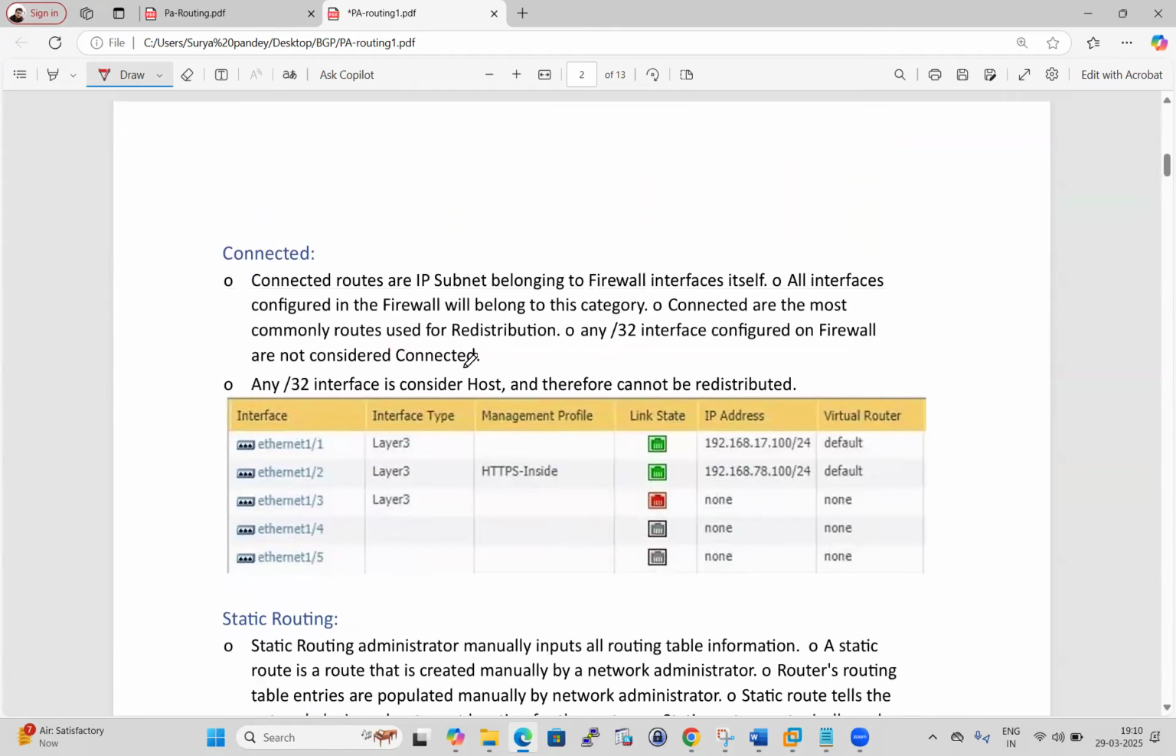Okay, so there are some route types in Palo Alto, and the first one is connected. What are connected routes in Palo Alto firewalls? Connected routes are IP subnets belonging to the firewall interface itself. Whatever interface we have configured, where we have put the IP address and the subnet, that will be part of connected routes. Connected routes are the most commonly used routes for redistribution. When we are doing redistribution, like from BGP to OSPF, or static to some other routing protocols, or OSPF to BGP, basically connected interface routes are used at that time.